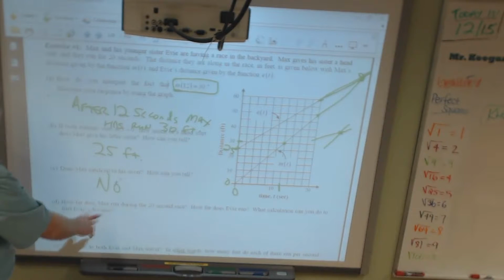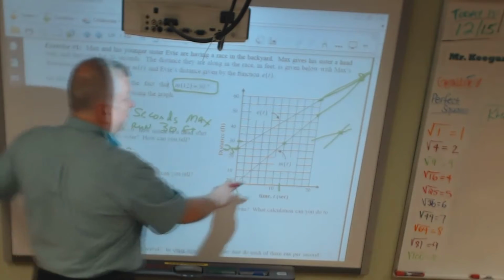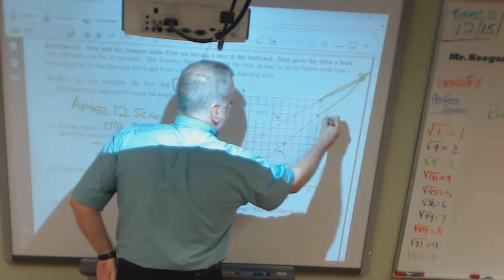All right, now the next one, actually Savion said already. How far does Max run during the 20-second race? He runs 15 feet.